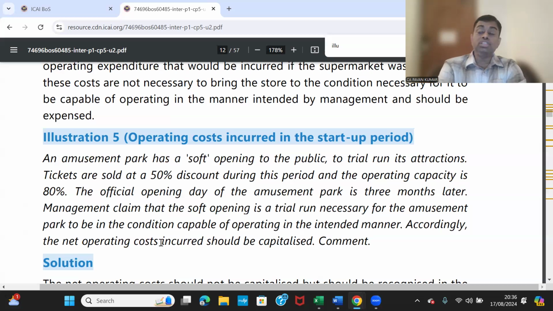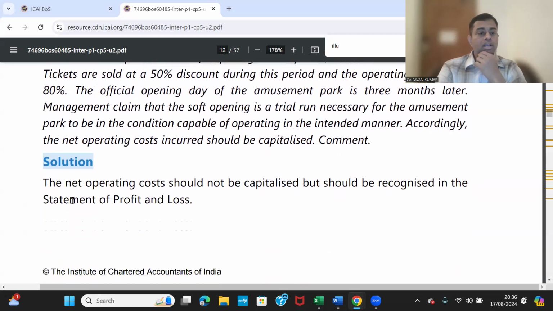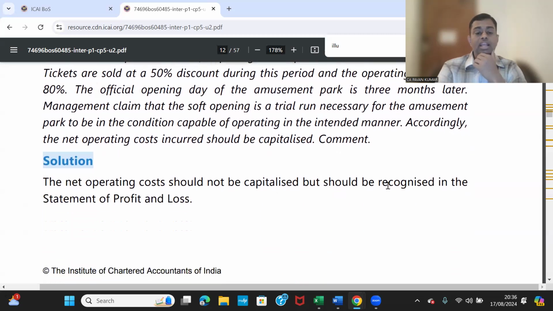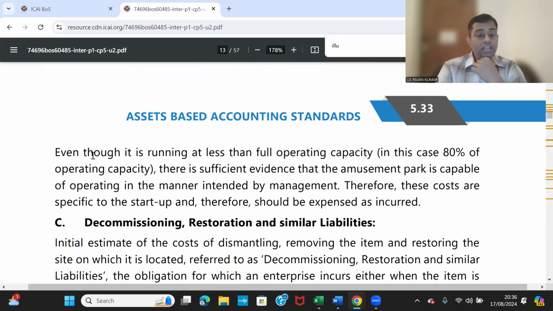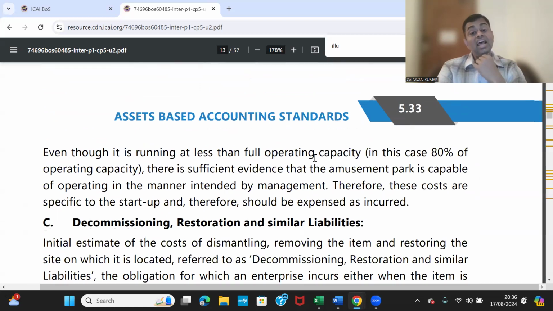So now can you say, Pavan sir, I will be opening this after 3 months only, till that time I keep on capitalizing all these operating costs or losses? Are you kidding me? Accounting standard will kiss you with the shoe. You cannot do that. So all these expenses should be charged to P&L. The net operating cost should not be capitalized. It should be recognized in the statement of P&L, even though it is running at less than its full capacity. In this case, it is 80%.